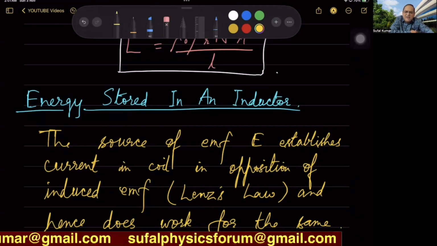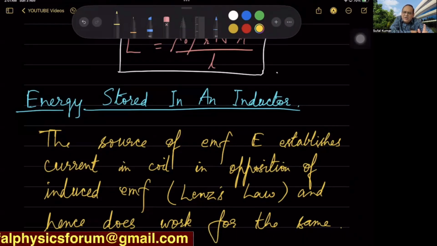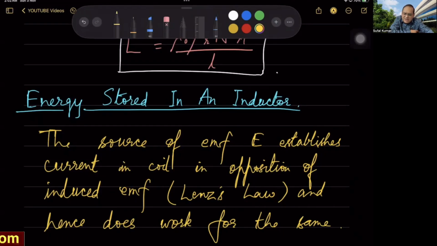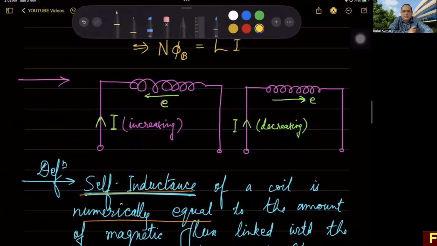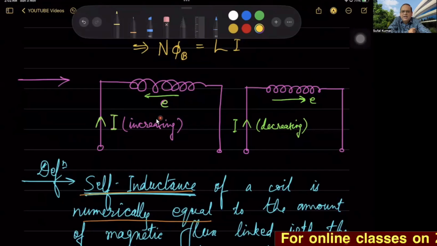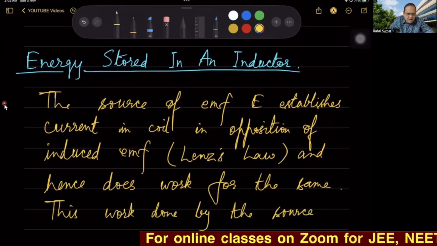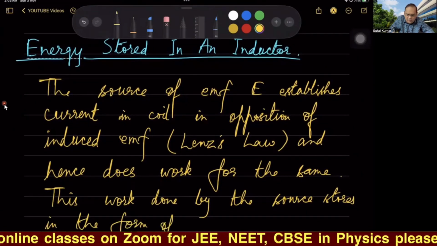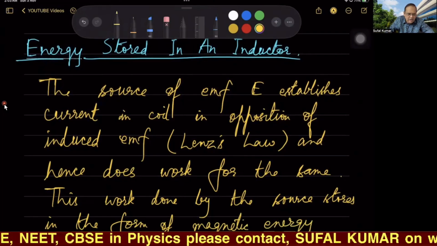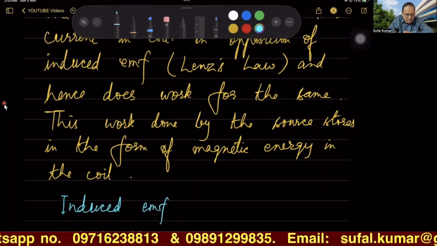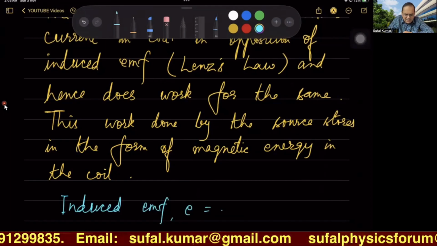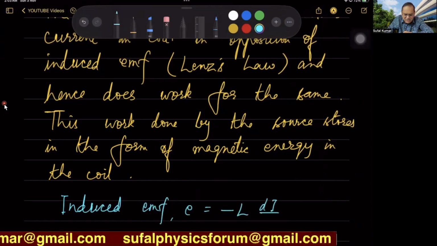That means inductor energy is in the form of a uniform magnetic field. Considering the same diagram of self-induction, this very diagram I was considering theoretically. This work done by the source is stored in the form of magnetic energy in the coil. The induced EMF E is equal to minus L di by dt.